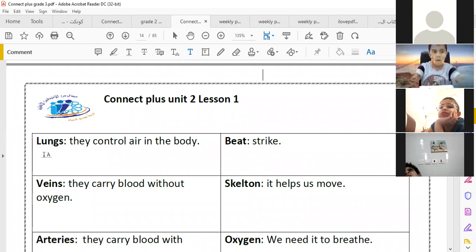Okay. Now repeat after me. Lungs. They control air in the body.